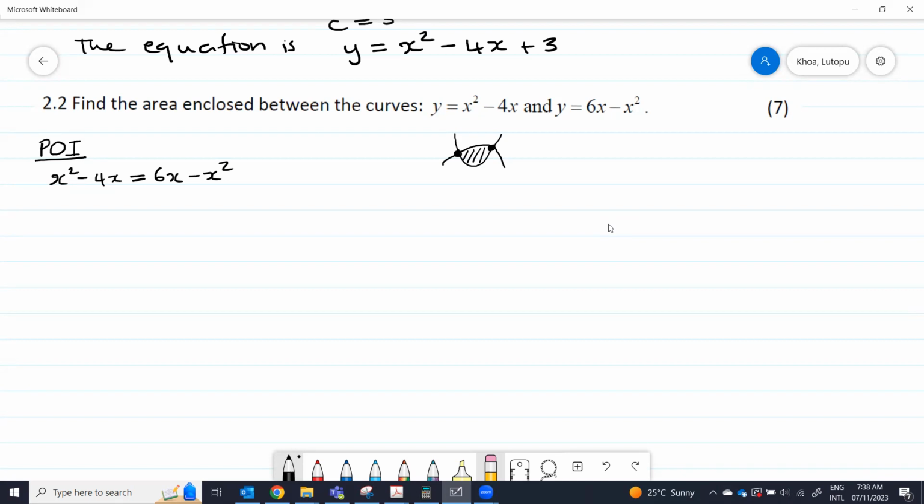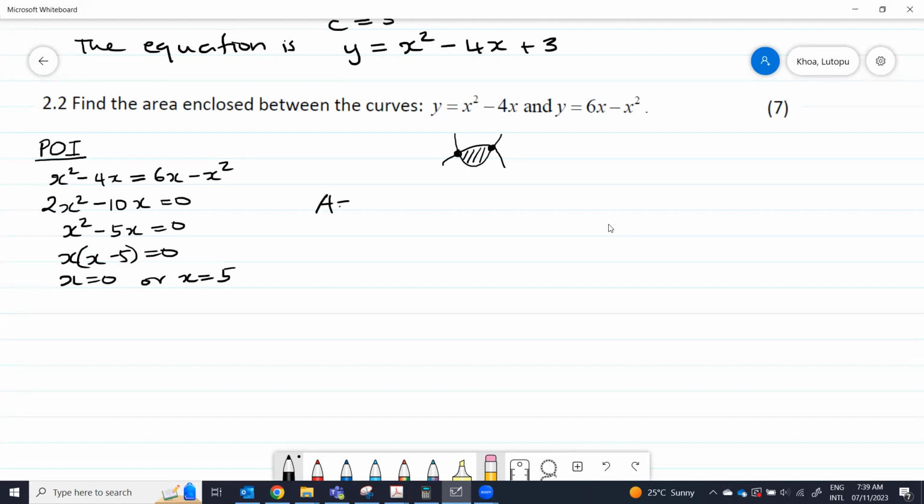So everything on one side, we have 2x squared minus 10x is equal to 0. This means x squared minus 5x is equal to 0. So x times x minus 5 is equal to 0. This means x is equal to 0 or x is equal to 5. So those are our points of intersection.